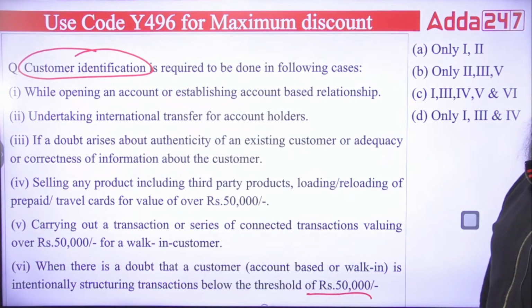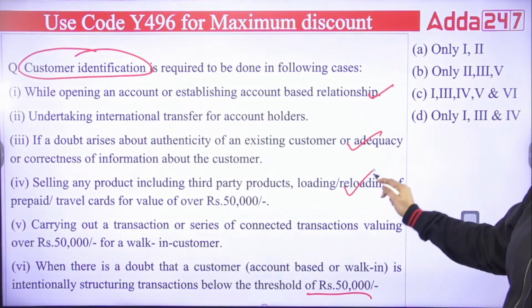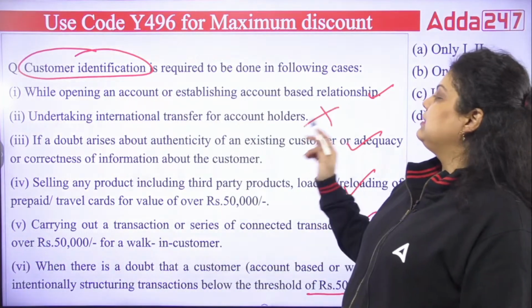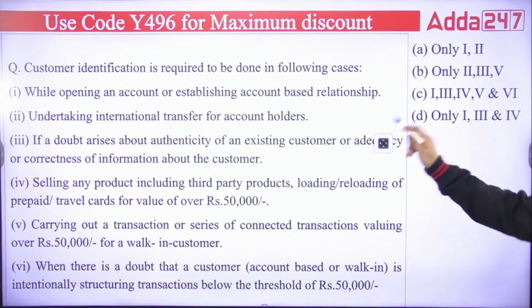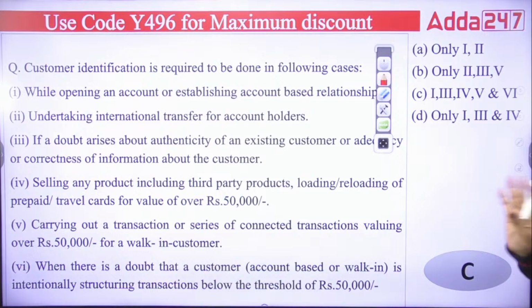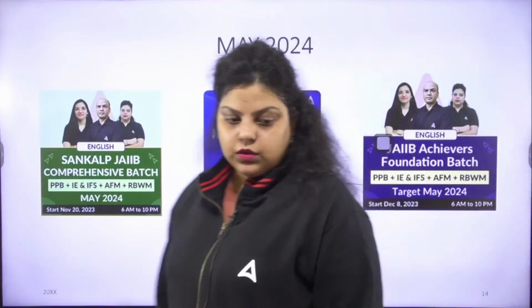So here the right answer will be C. The first, the third, the fourth, the fifth and the sixth all require customer identification, but not the second one. Undertaking international transfer for account holders, in that situation it is not required. So the right answer will be C: first, third, fourth, fifth and sixth, not the second option only. Otherwise all have to be done.